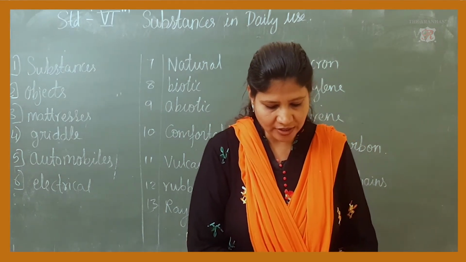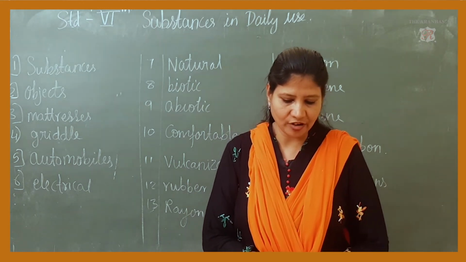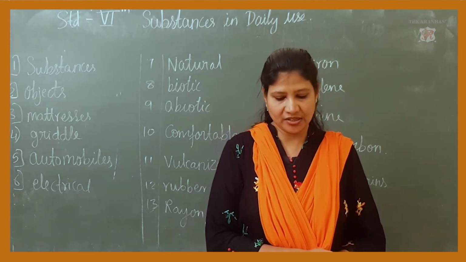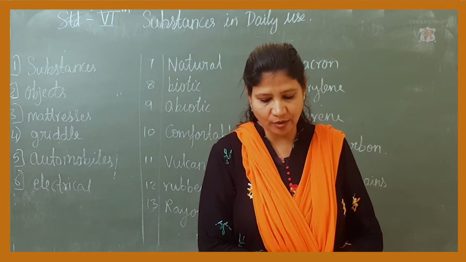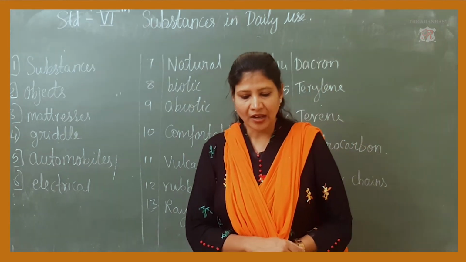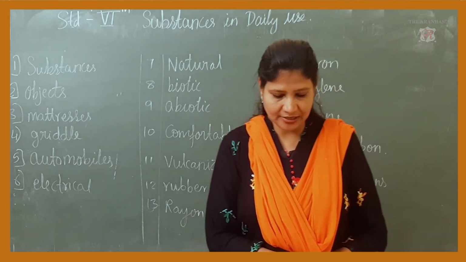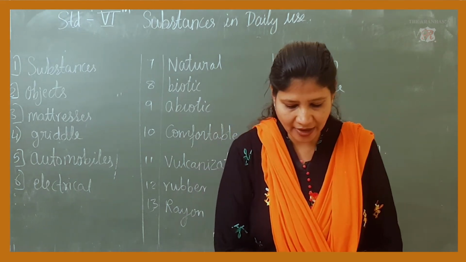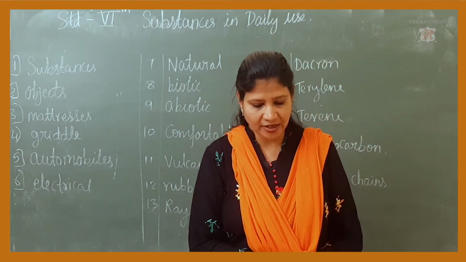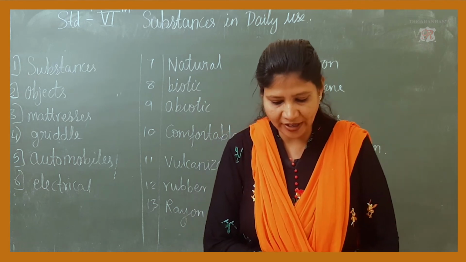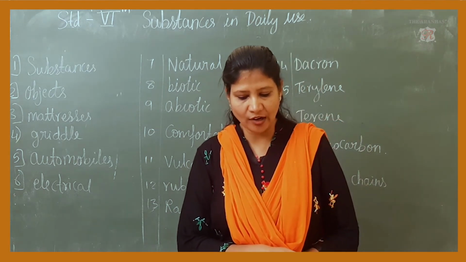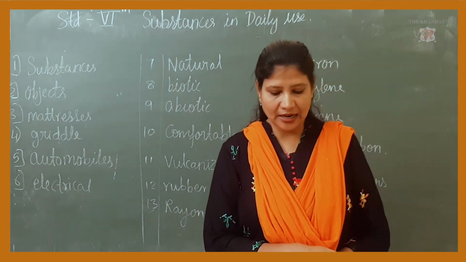In natural, the substances obtained from nature are called natural substances, and the substances obtained from living organisms are called biotic substances. How are leather and wool different from jute and cotton? Leather and wool are obtained from animals, while jute and cotton are obtained from plants.